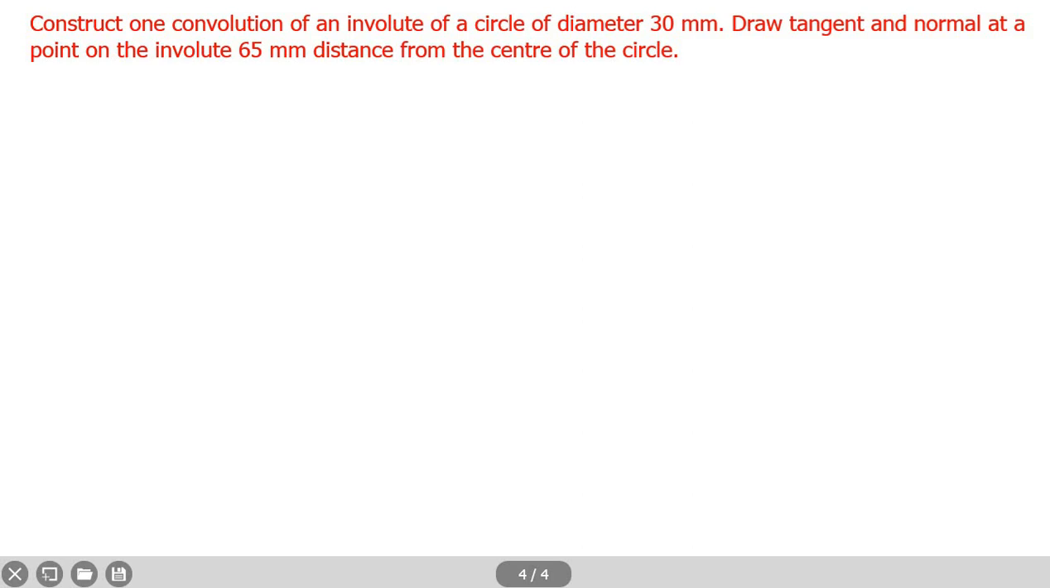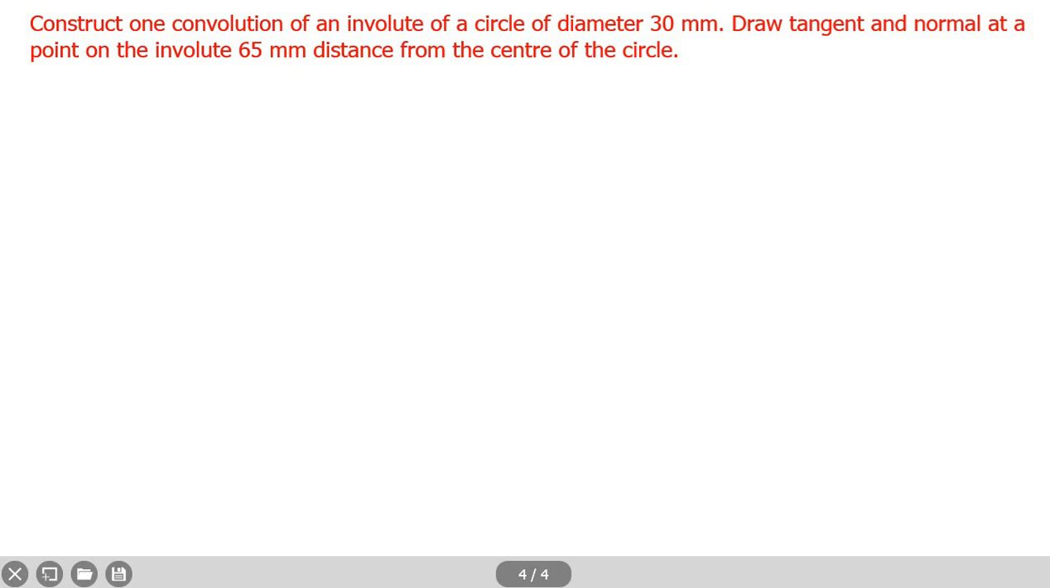So before starting the diagram, we need to know what is an involute. It is a spiral curve that is generated by a point on a thread that unwinds over a polygon or circle. So it can be a polygon or circle. The spiral curve that is generated by the point on the thread which is unwound from the circle or polygon can be called an involute. So let us start the diagram.